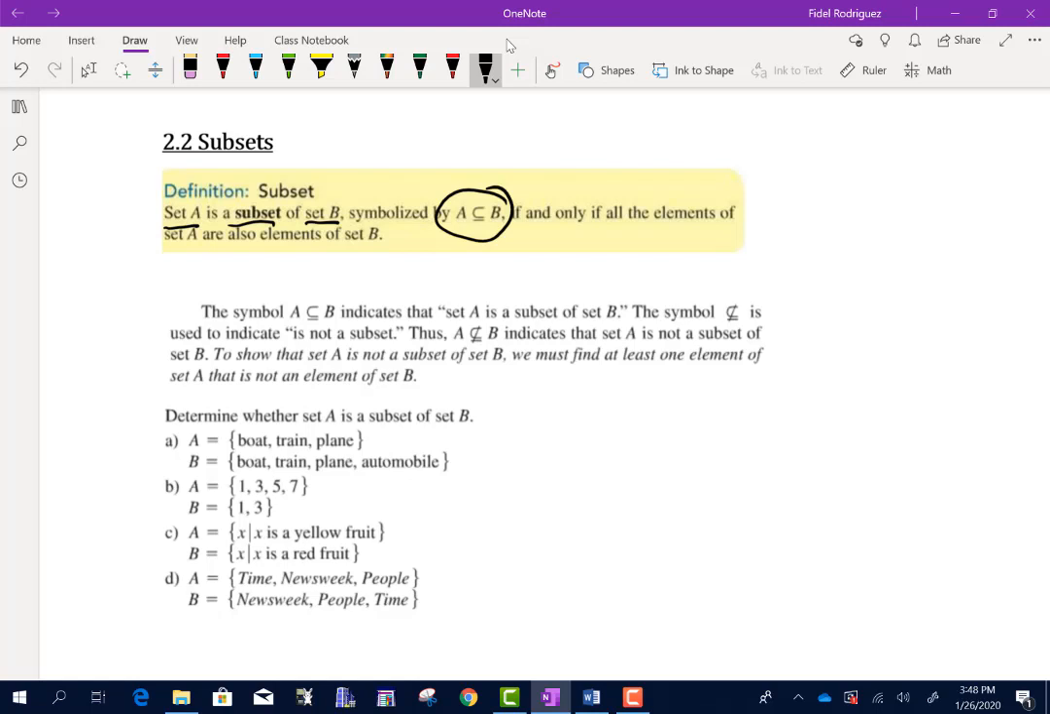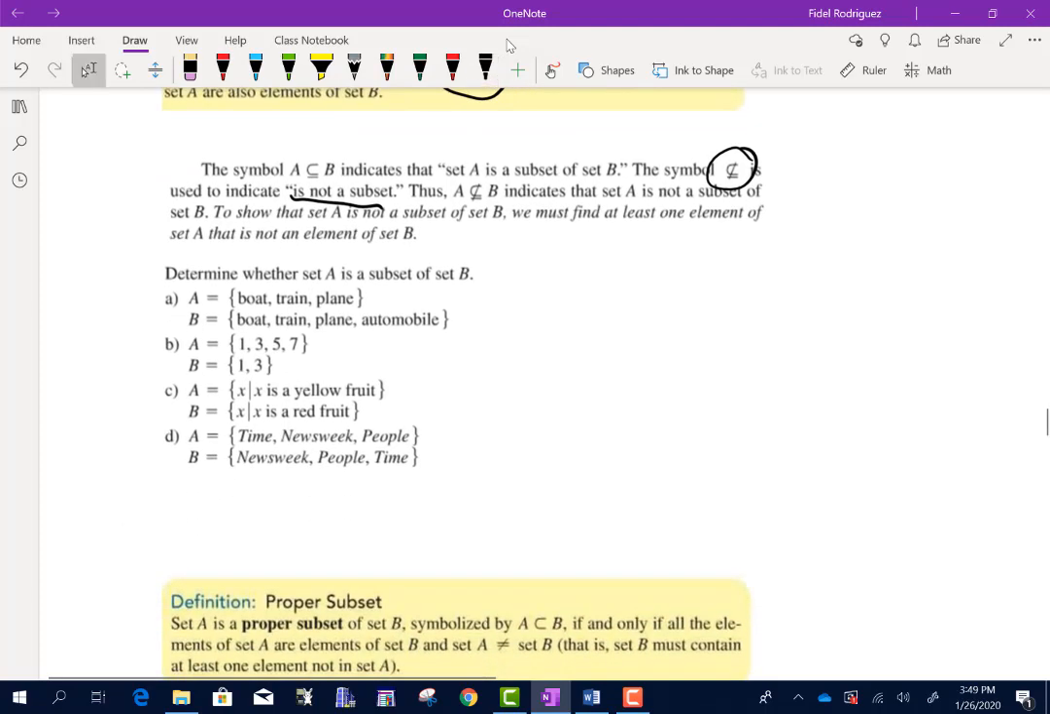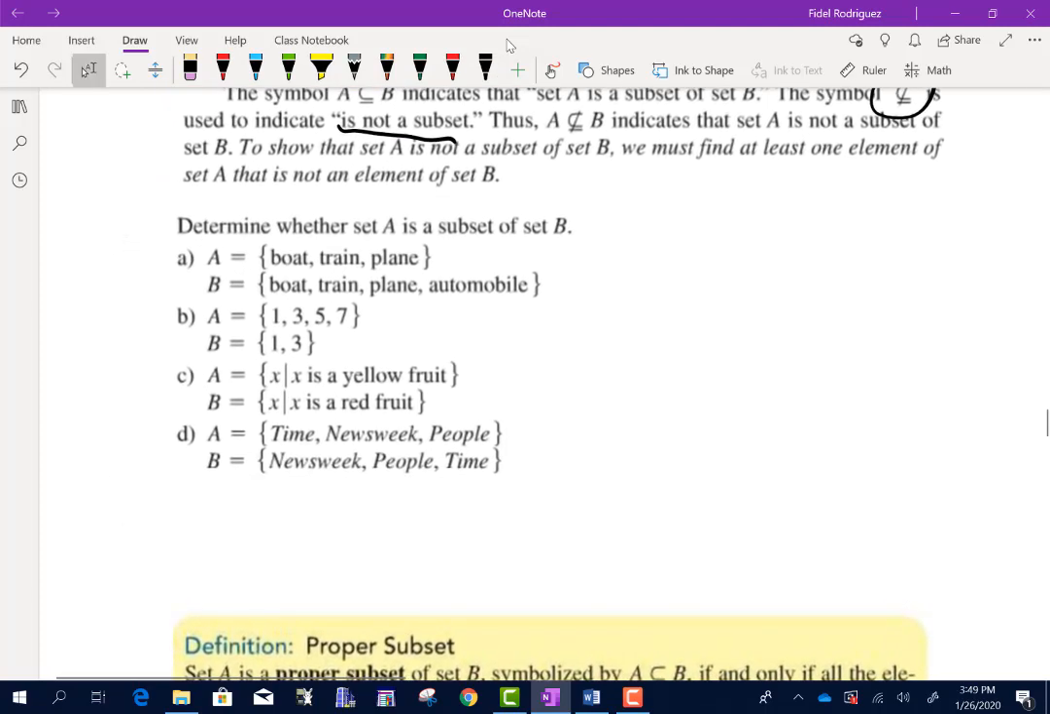Okay, so the symbol says the set A is a subset of B. When we have this one right here, the way we read that is it's not a subset, right? So A is not a subset of B indicates that the set A is not a subset of B. What that means is that there's got to be at least one element in A that cannot be found in B. So let's see if we can make sense of all that. I know there's a lot of words, but let's see if we can make sense of that.